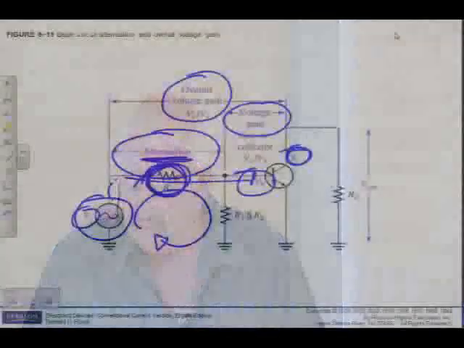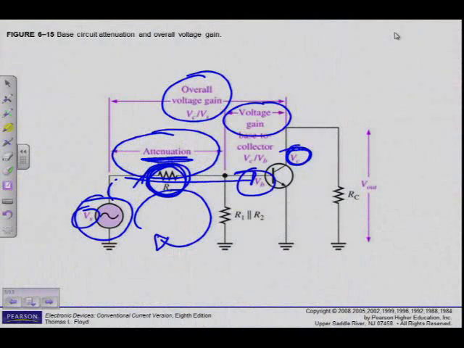Anyway, again, I want to stress the fact that if RS is not available, then of course I cannot calculate attenuation. So if you have a problem and they don't give you the value of RS, then of course you cannot calculate attenuation. Then you can only calculate voltage gain, and as we've seen, the base formula for this, which will apply to this specific circuit as well, is RC divided by R accent E.